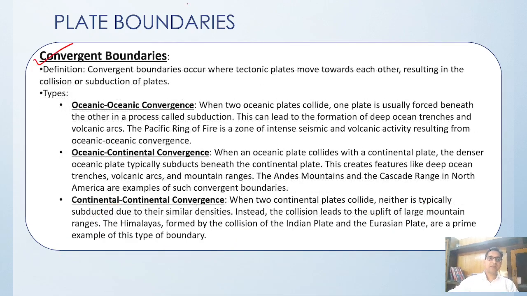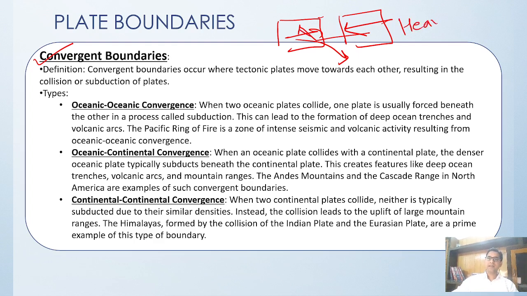Then we have a convergent boundary, when one plate and the other plate come together. In this scenario, one plate will go down and the other plate will go up. That means the heavier plate will move down and the lighter plate will remain above. So it leads to collisions.